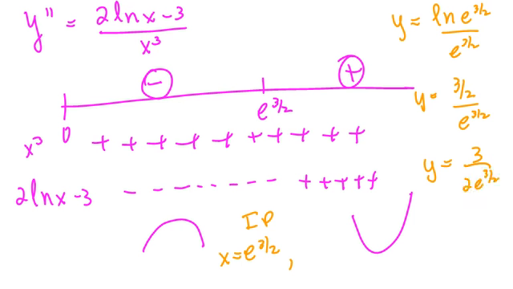We get y is 3 over 2e to the 3/2. So now I'm going to put it all together in a graph, and I will clear the video one more time.